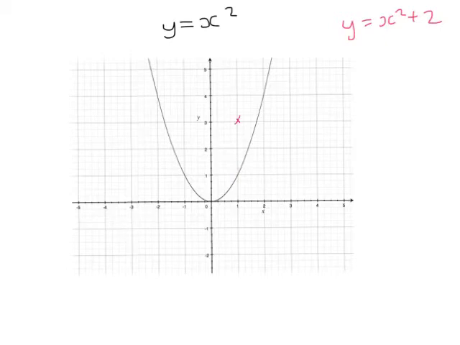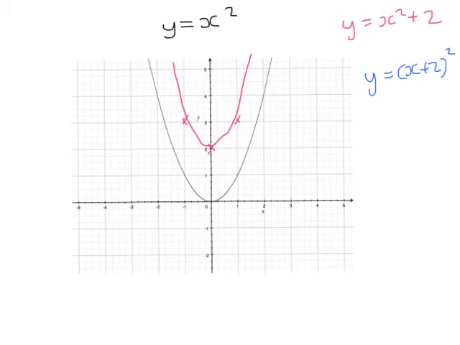And similarly, when x equals minus 1, y would equal 3. And when x equals 0, y would equal 2. So we can see just from plotting these few points that what's going to happen to this graph is it's going to shift upwards by 2 units. So let's have a look at a few more examples.